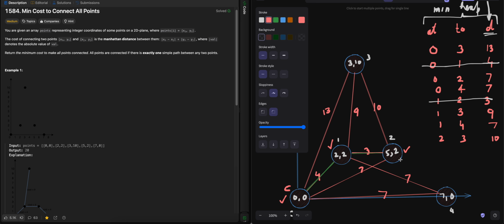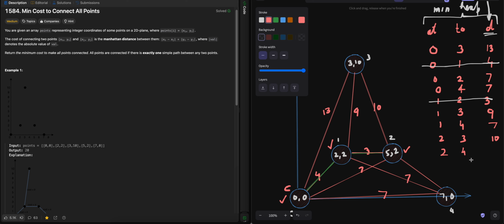Now this vertex from 2 to 4, right? So from 2 to 4, what's the Manhattan distance? 5 minus 7 is 2, so 2 plus 2 is 4. So this edge from 2 to 4 has distance 4. From this vertex, all the other unvisited nodes are also calculated.